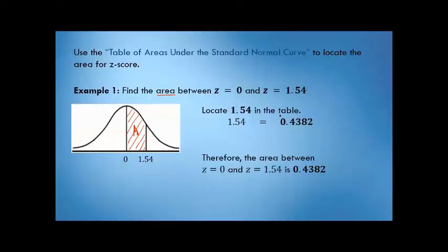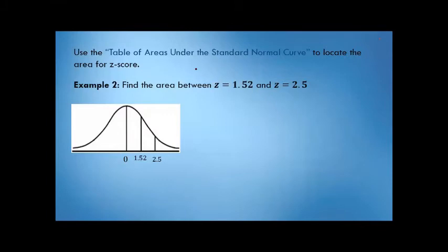So, ito yung nakita nating area sa table ng 1.54. So, ibig sabihin, yan yung area mula 0 hanggang 1.54. Therefore, the area between z equals 0 and z equals 1.54 is 0.4382. Decimal yan, pero pwede natin siyang i-convert into percent. So, pwede natin sabihin 43.82%. So, ito ay percent, ito ay decimal. Pero parehas lang silang area. Okay?